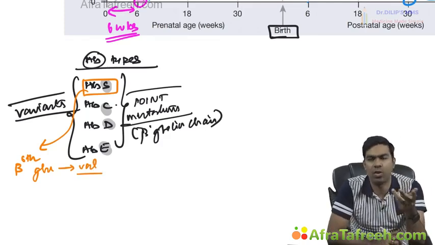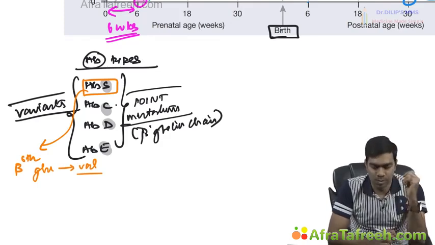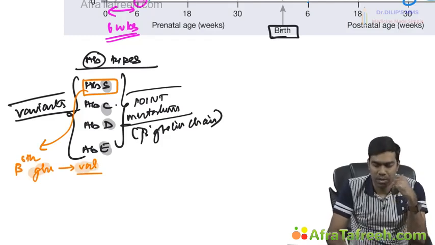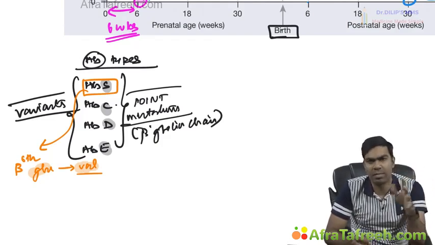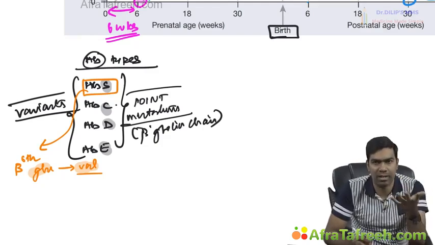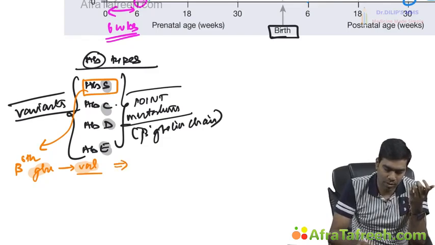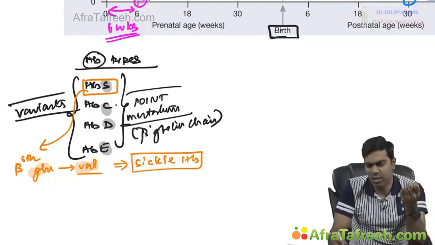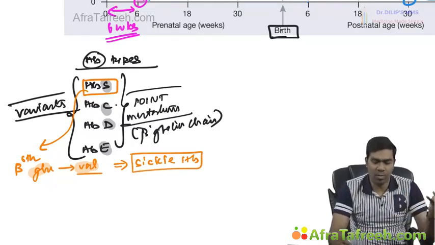You have a mnemonic for that: glutamate goes, valine comes, va. So glutamate to valine transformation happens. This creates changes in the properties of the beta globin chain itself, and that is what causes sickle hemoglobin, which we know already. All these things are very easy. Similarly, you have point mutations in everything.